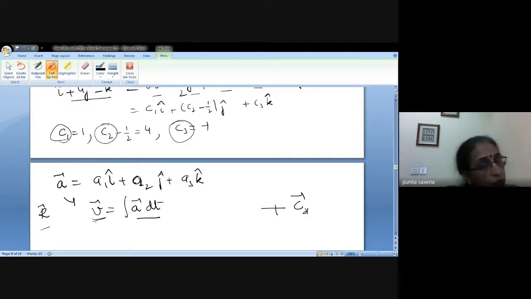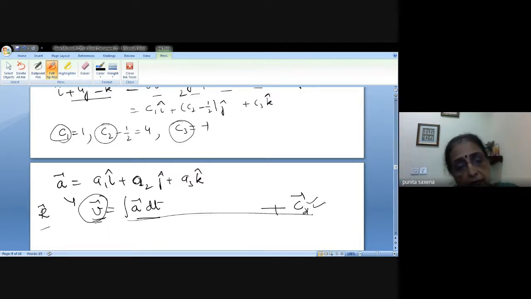But we are not to find c in general. So again, that means we will use the initial conditions given for velocity to find this c. Now if I have obtained v, I can.